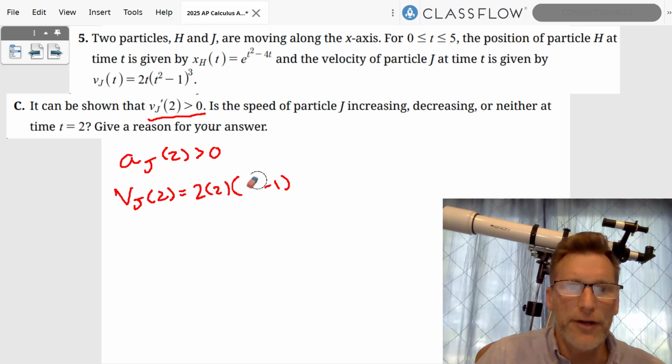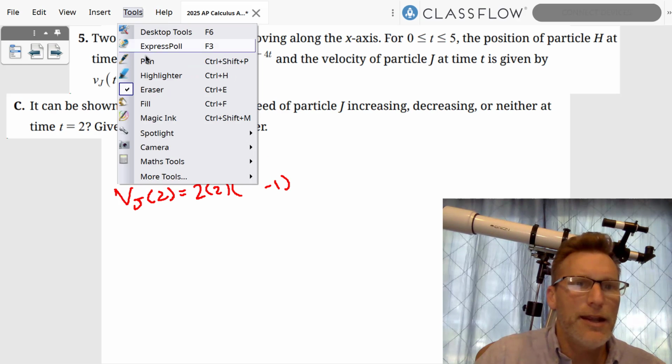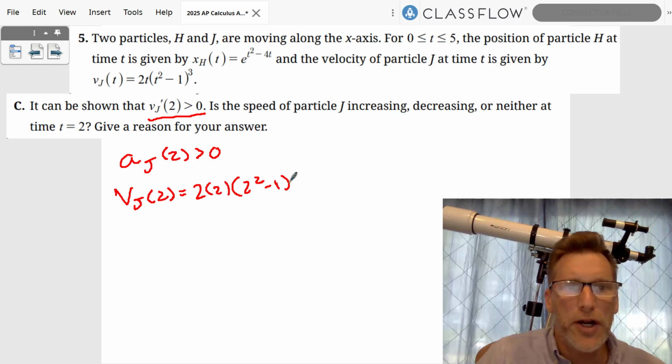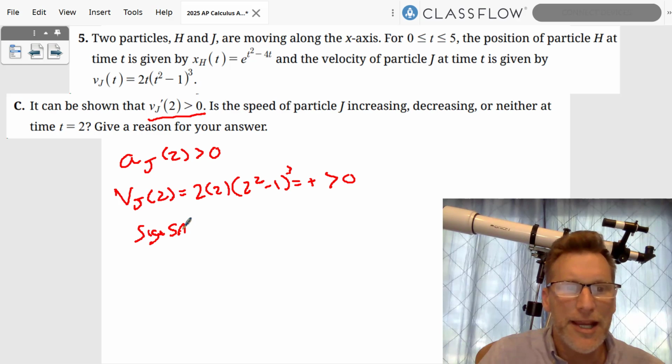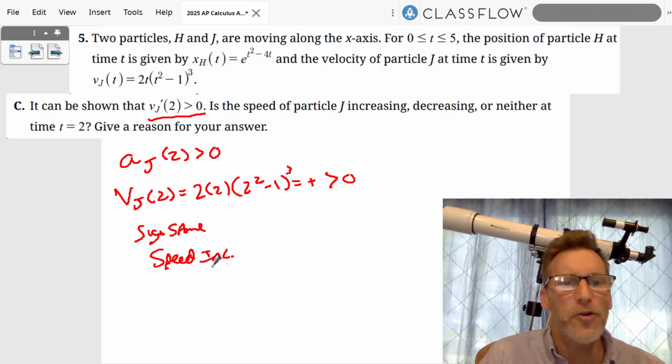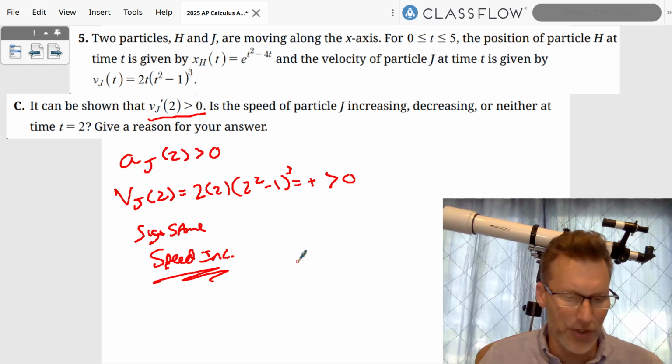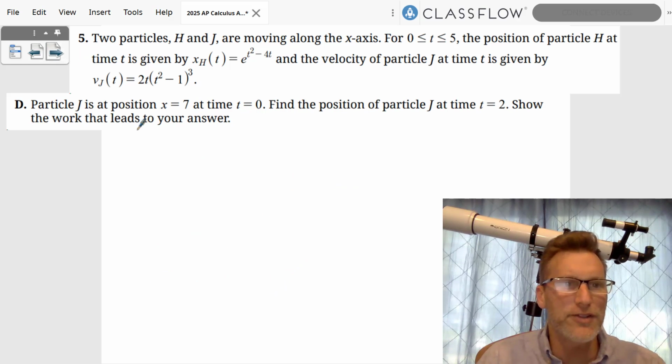Sorry, that's a 2 right there. I'm going to use my eraser real quick. And that is going to be 2 squared minus 1 cubed. 2 squared minus 1 is a positive number, cubed is a positive number, times that gives me a positive number, or greater than 0. If both the acceleration and the velocity are greater than 0, the signs are the same, which means the speed is increasing for this object because the vector quantities are the same there.